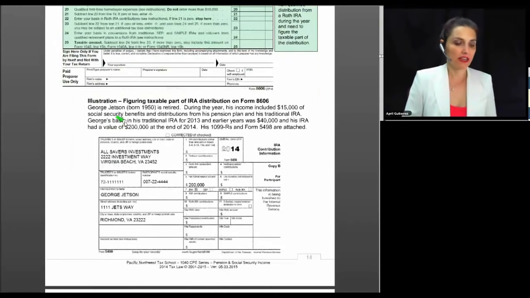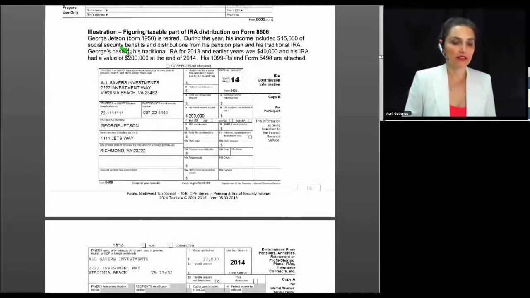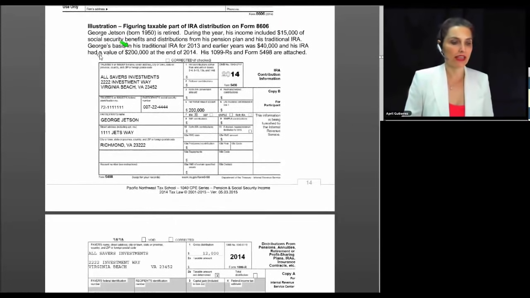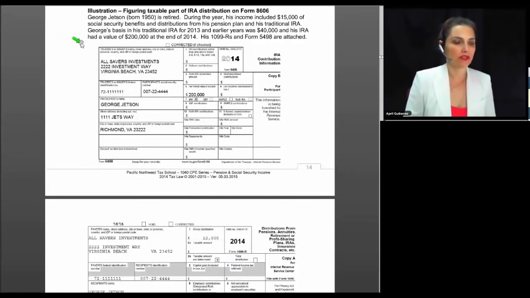So let's take a look at an illustration of how to complete 8606 for an individual who is taking a distribution. Our character's name in this story is George Jetson. He is retired, born in 1950. During the year, his income included $15,000 of Social Security benefits and distributions from his pension plan and his traditional IRA. George's basis in his traditional IRA for 2013 and earlier years was $40,000, and his IRA has a value of $200,000 at the end of 2014.